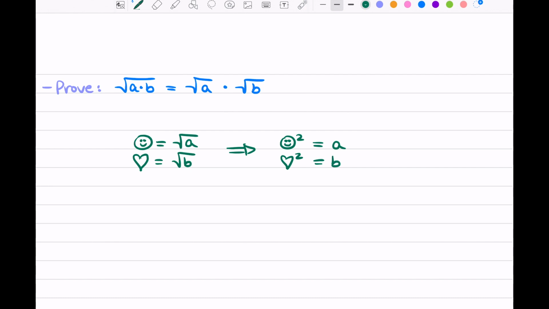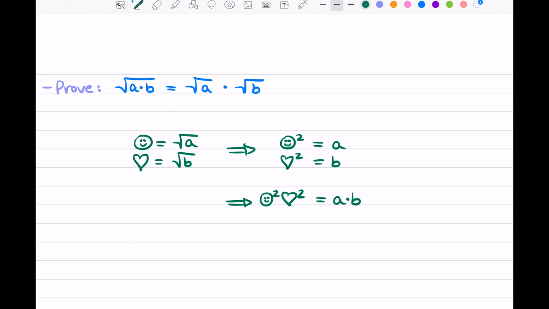Now we're going to combine these two equations. If you recall, in our system of equations video, where we combined the equations, we added the left sides and added the right sides, because we have the same thing on the left side as we do on the right. Using that same logic, we could do more than just add. We could subtract, or multiply, or divide. So in this case, we'll multiply the pieces on the left and multiply the pieces on the right, and set them equal to each other. So we have smiley face squared times heart squared is equal to a times b.